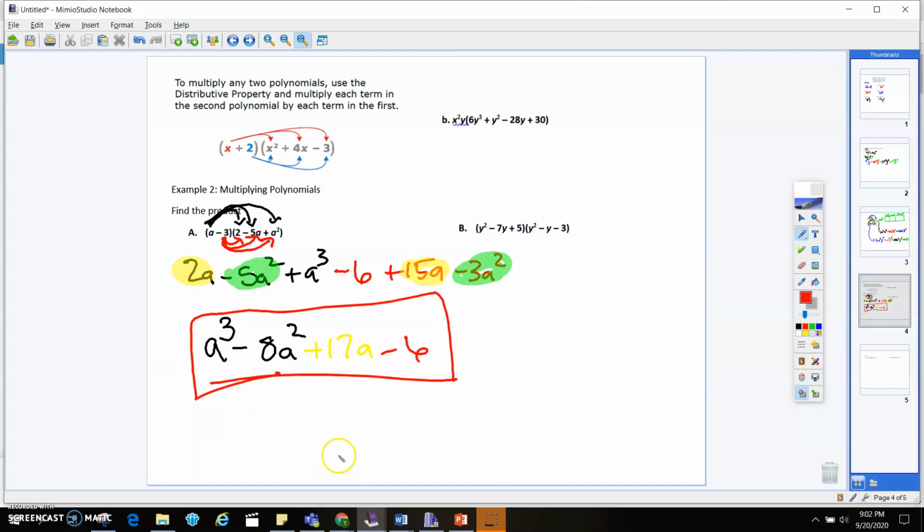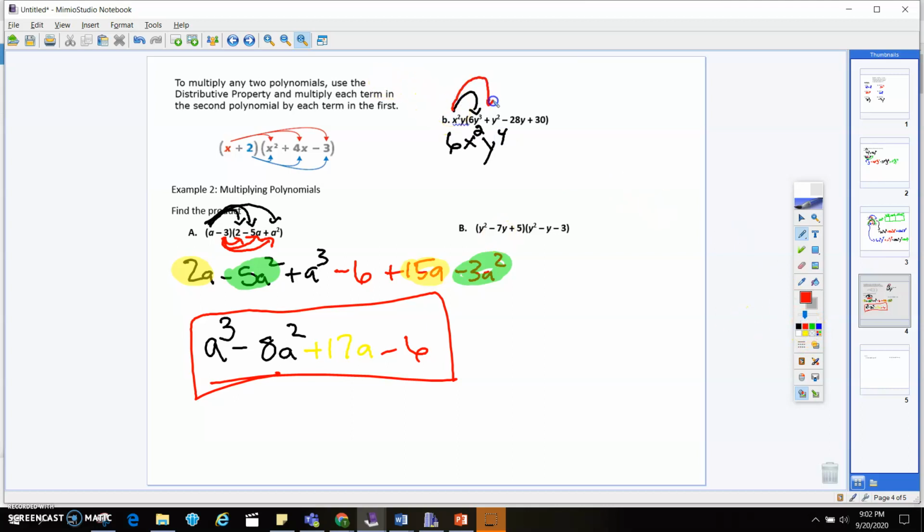Okay? On B, it's kind of like what we did earlier. So, again, we're going to distribute. We're going to take what's on the outside and multiply it by each individual term. So we've got x squared y times 6y cubed. So 6 times 1 is going to give us 6. There's no x to multiply by. And y to the first times y to the third is going to give us y to the fourth.